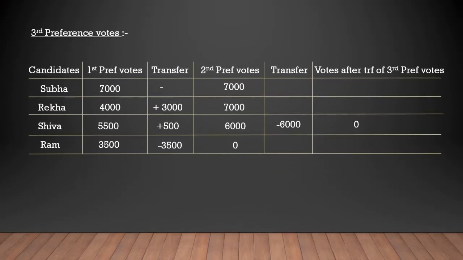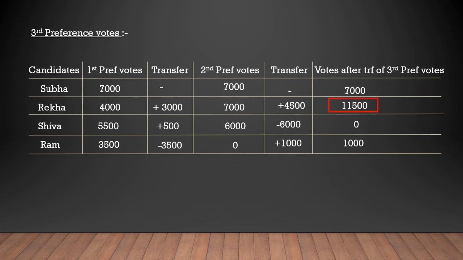Thus, the transfer shall be done in the following manner. 6,000 votes cancelled from Shiva and that is transferred as 4,500 votes to Rekha and 1,000 votes to Ram. The remaining 500 votes would not be transferred to anybody because those 500 voters have not chosen anybody as their third preference.